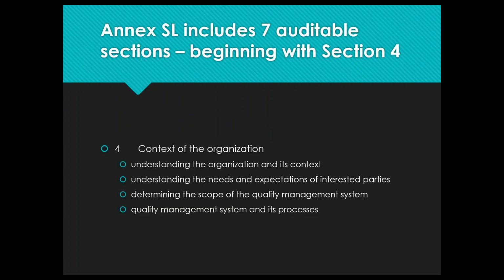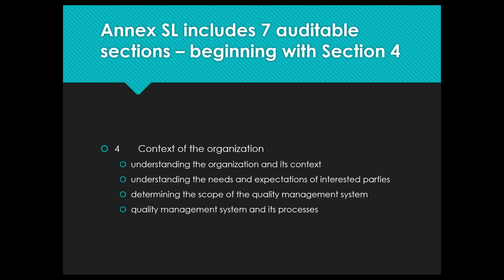Now, Annex SL has 7 auditable sections. These are numbered 4 through 10. I'm going to very briefly walk you through the titles of these sections, kind of give you a sense of what's where. Section 4 is called Context of the Organization. It covers a handful of key high-level ideas.